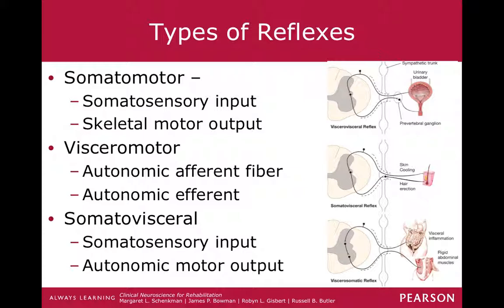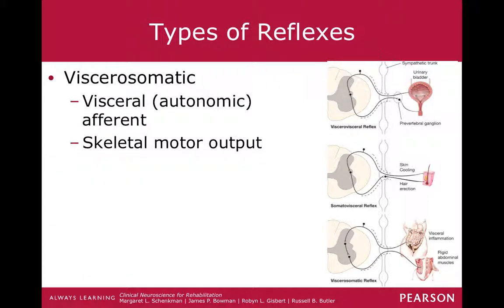There are also somatovisceral reflexes with somatosensory input, but with an autonomic motor output to the viscera. Illustrated here is the cold temperature which produces reflex piloerection. Finally, there are visceral somatic reflexes with a visceral autonomic afferent, but with skeletal muscle motor output, commonly responding to visceral pain, such as contraction of the abdominal muscles with inflammation of the appendix.